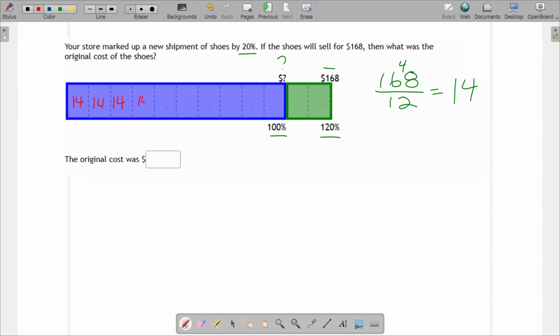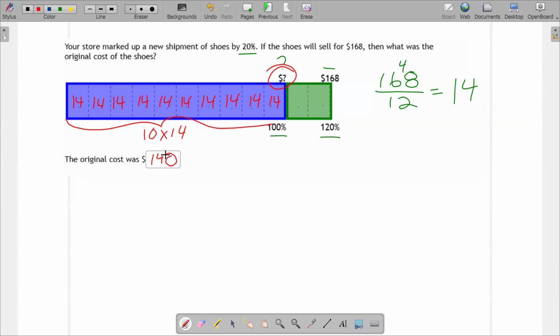And again, this is something common you'll see on kids' worksheets in elementary school for problems like this. So every one of these is worth 14. I'm looking for that price right there. And I know that there are 10 of those 14s to get to that number. So the original cost must have been 140.